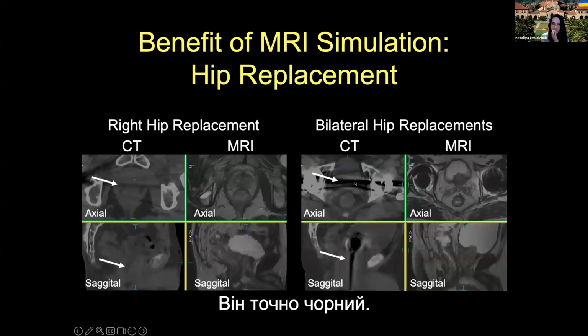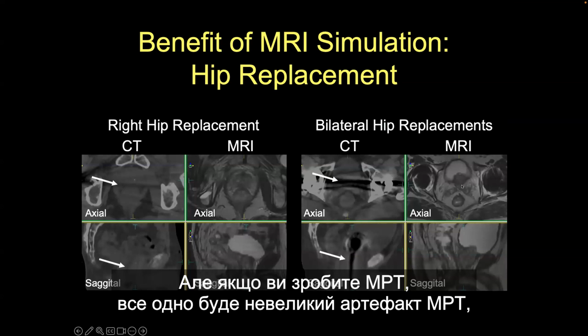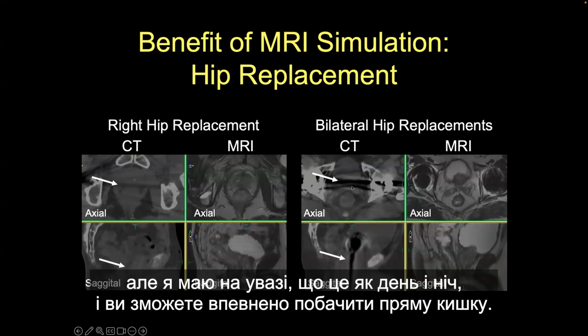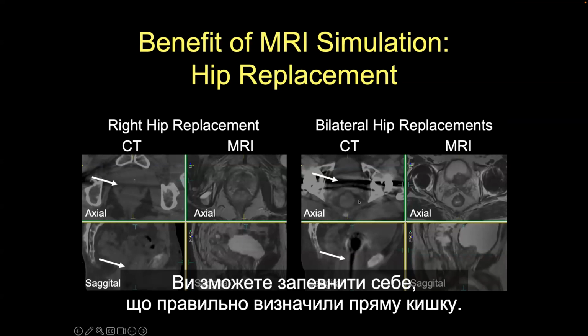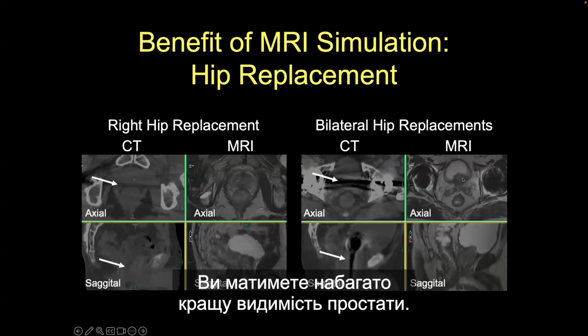If this is what you're referring to over here, it's black for sure. But if you get the MR, there's still a little MR artifact, but it's night and day, and you'll be able to confidently see the rectum. You should be able to reassure yourself that you're defining the rectum appropriately. You'll have much better visibility of the prostate.